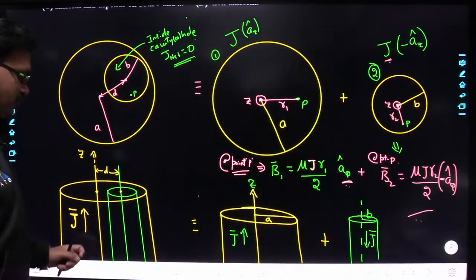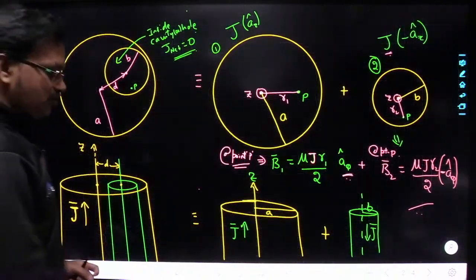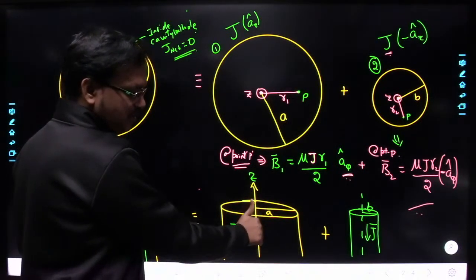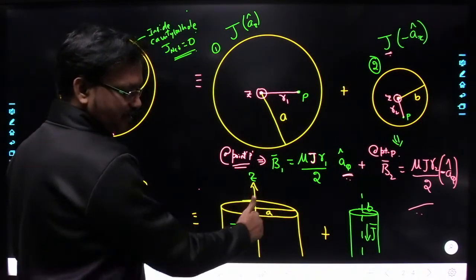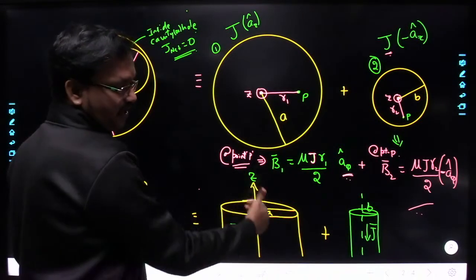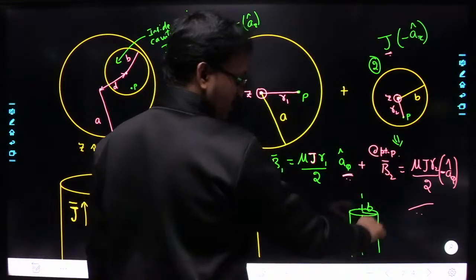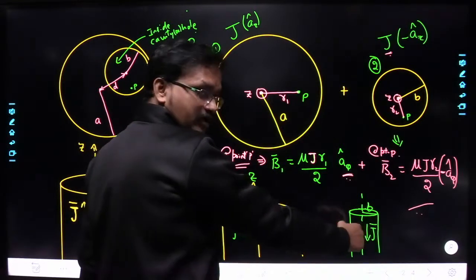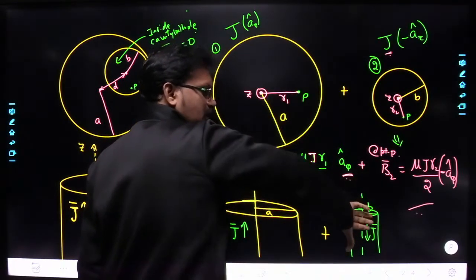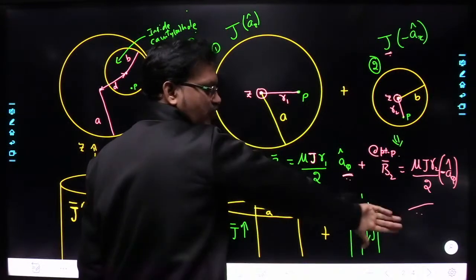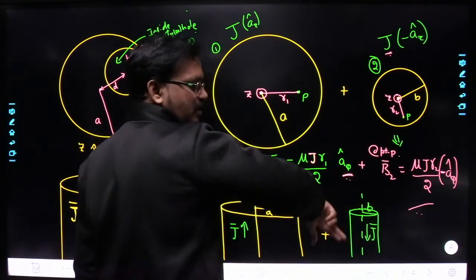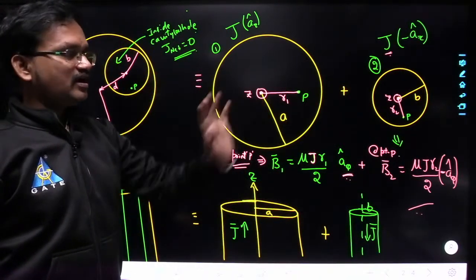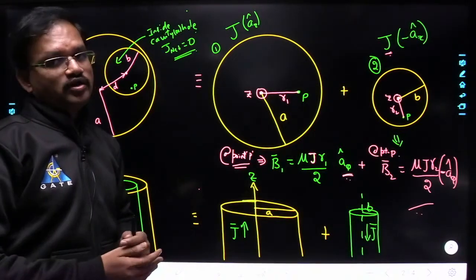Or if you want, you can check here. Here the current is flowing in upward direction, so the field is going to circulate in anti-clockwise direction, that means in A5 cap direction. For this wire, the current is flowing in downward direction, that is negative Z direction, so the B field circulates in clockwise direction, that is in minus A5 cap direction. Understood? If you change the direction of current density, the direction of the B field is also going to change.